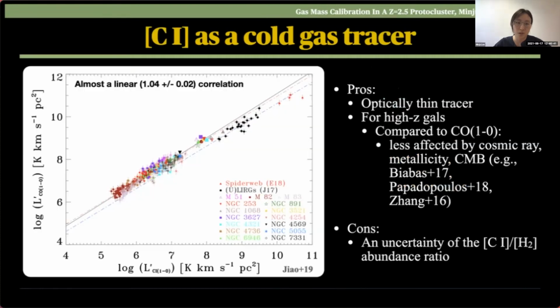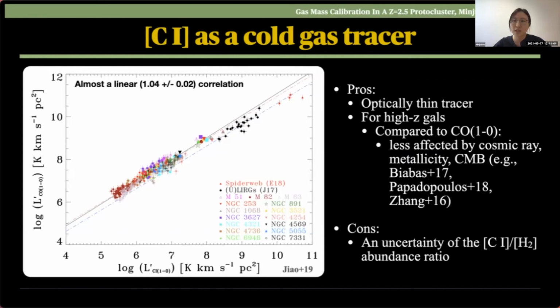I learned from a local study that CO(1-0) and CI(1-0) show a very tight correlation, almost one-to-one. So CI can be a very good cold gas tracer. It is a very optically thin tracer compared to CO, so it is also a good thing to use.